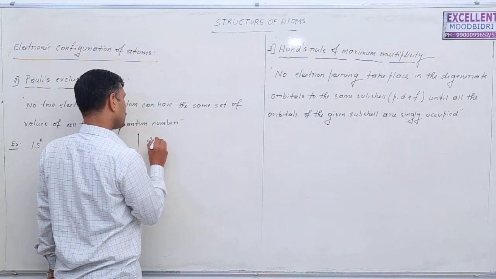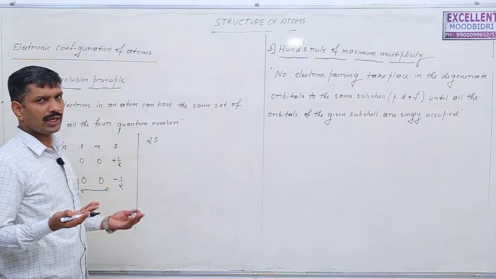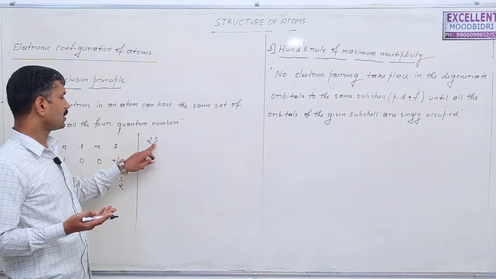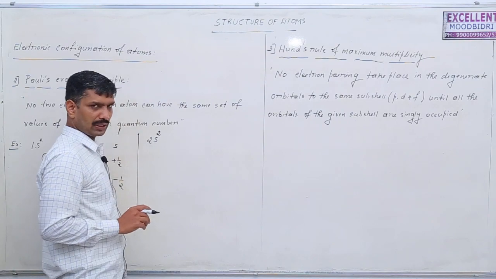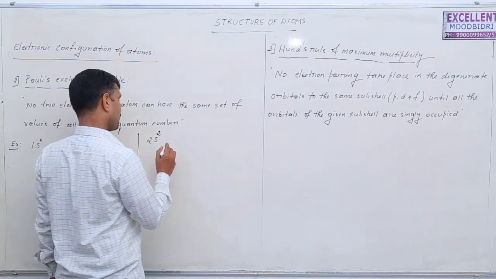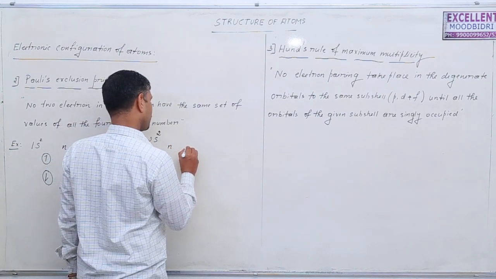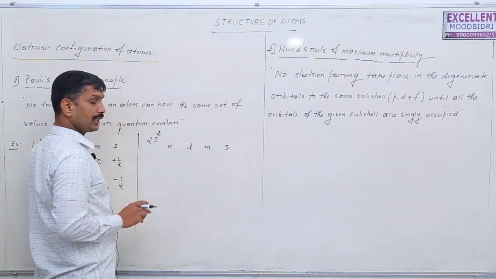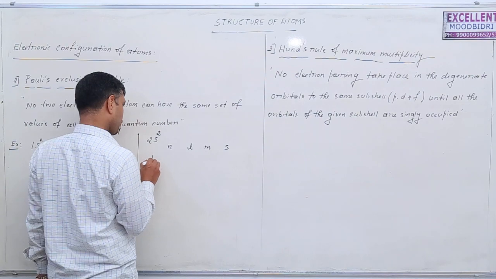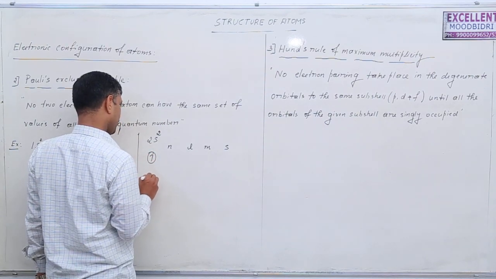For example, if you go for the 2s orbital, you know that the maximum number of electrons present in the s orbital is 2. Here, 2 is the maximum. So consider the values of n, l, m and s. For n, there are 2 electrons. This is the first electron, this is the second electron.